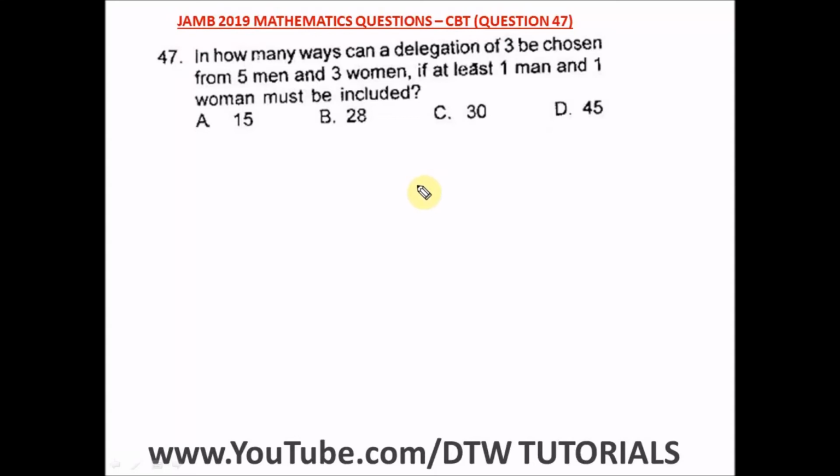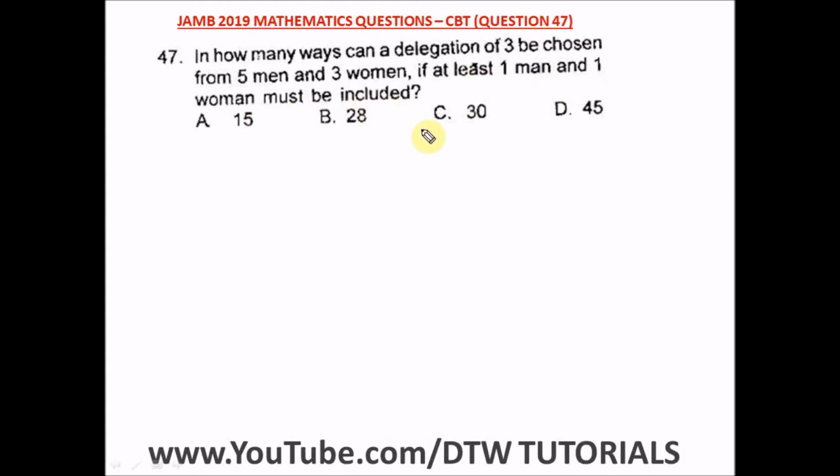Question 47 of the JAMB 2019 Mathematics Past Question. That's your UTME CBT exam. It says, in how many ways can a delegation of 3 be chosen from 5 men and 3 women if at least 1 man and 1 woman must be included?